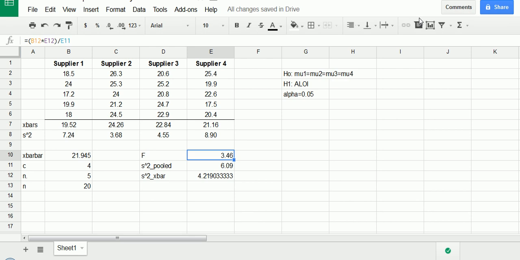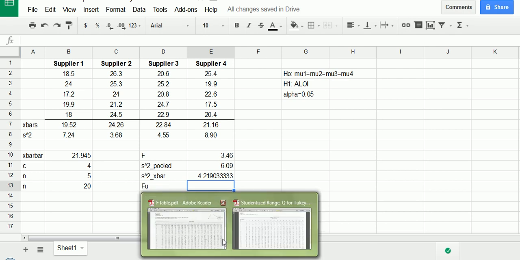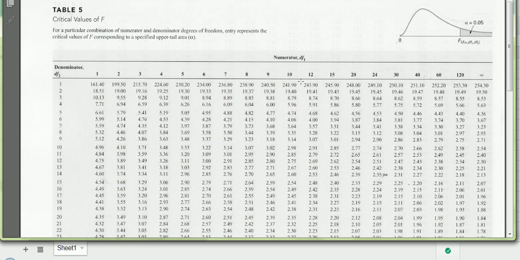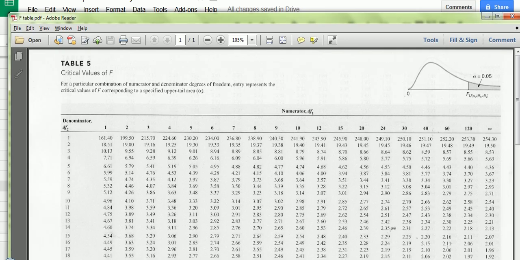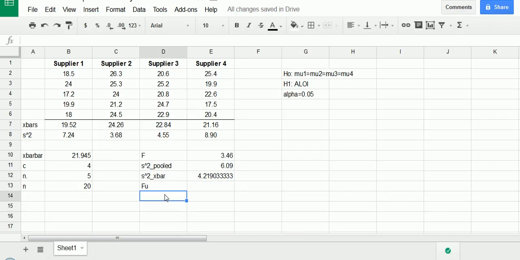Okay, and in order to do anything with this, we need to compare it to something. So we're going to compare it to FU, which is the F upper critical value. So this we can get from a table, and I have my table set up here. So here's my F table, and you see that this F table is for an alpha of 0.05. And we have a numerator degrees of freedom along the row, and denominator degrees of freedom along the column.